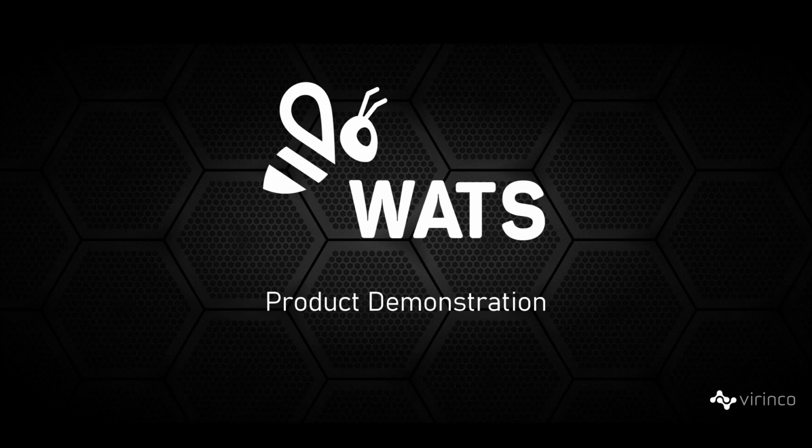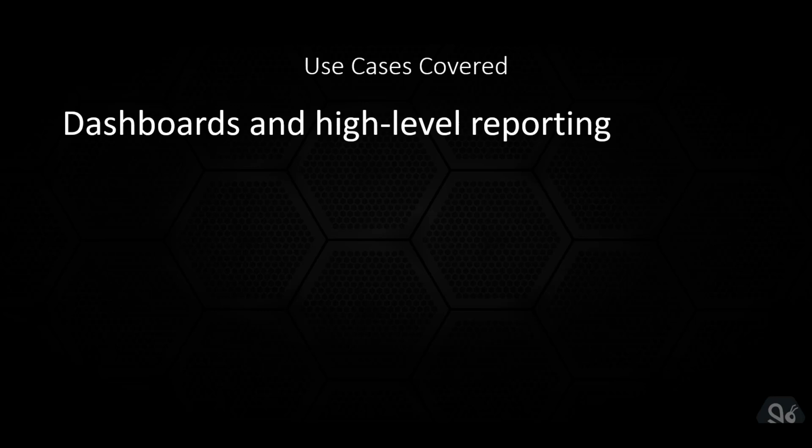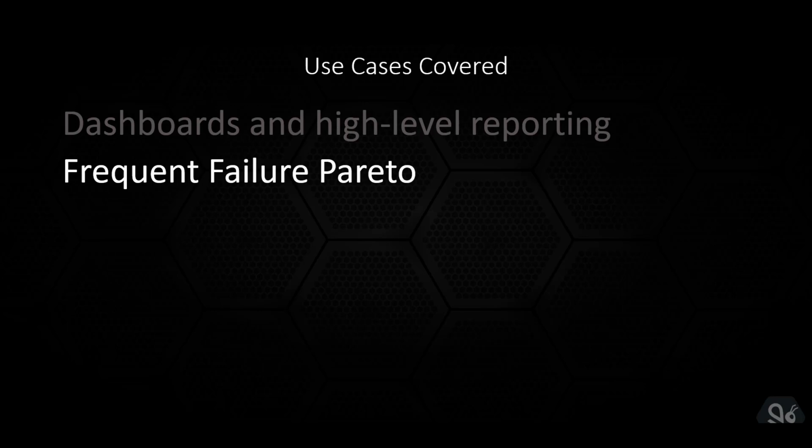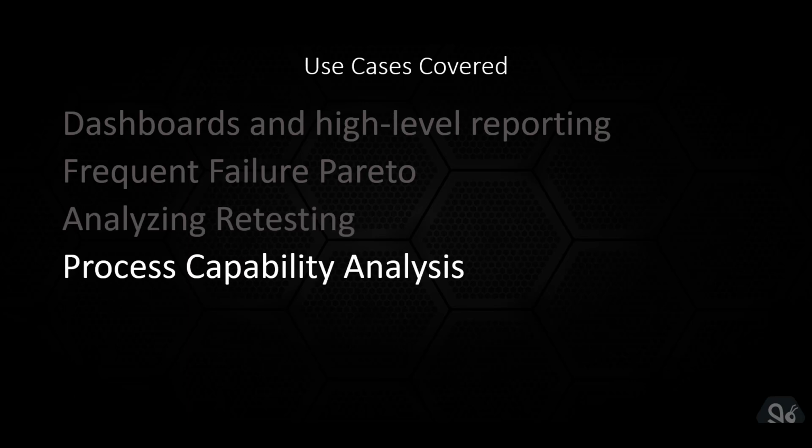So in this demonstration, we're going to have a little bit more of a comprehensive look at the capabilities that are available in WATS and cover some of the typical use cases that you will find. How to use dashboards and extract data for high-level reporting. How you can easily access and drill down into frequent failure data. Understanding how retesting is affecting your company and performance, and also process capability analysis to understand how good your actual test coverage in production is.